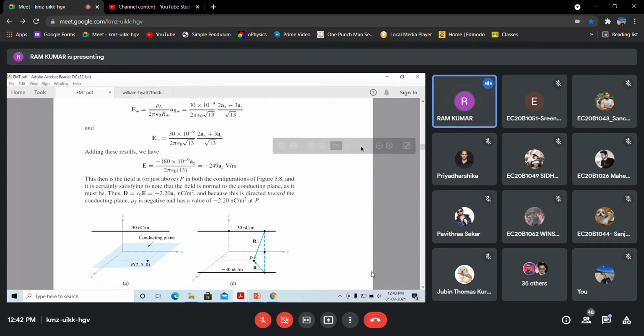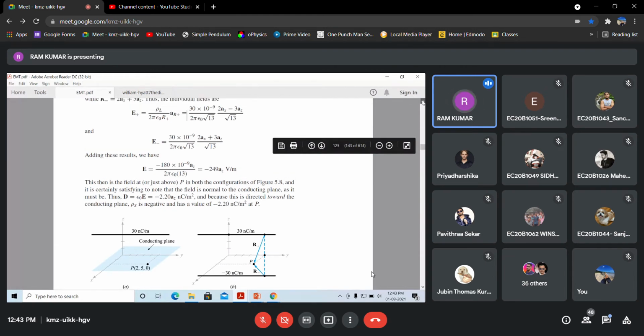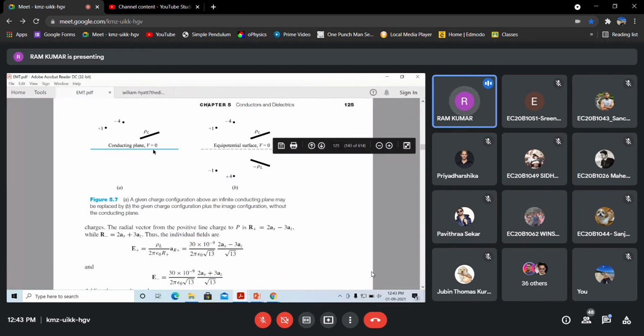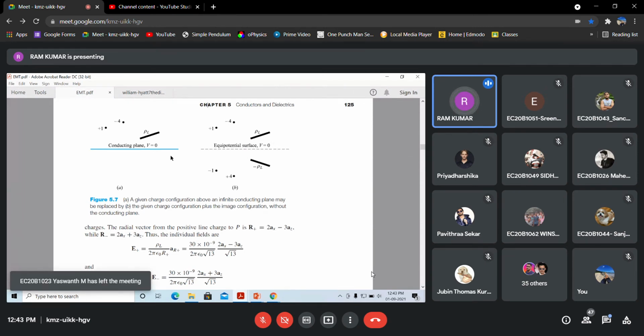This is about the application of the method of image, and I hope you know what the method of image is; I also explained it. We have a simple example you can understand. See here, this is a conducting plane. We have a charge with magnitude plus 1 at minus 4 here. If you remove this conducting plane and introduce the same magnitude with opposite sign, minus 1 at plus 4, then both configurations are the same. Okay, any doubt in this?